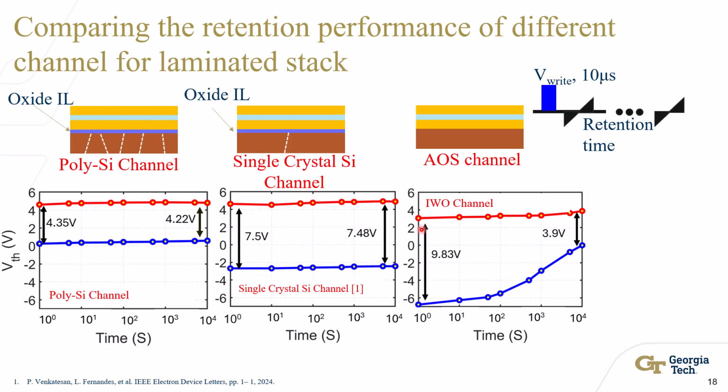Here we see that the initial memory window is very large, as I showed before. However, over 10,000 seconds, we see that the program VTH is significantly reduced, and it reduces my overall memory window significantly at 10,000 seconds, which is undesirable.